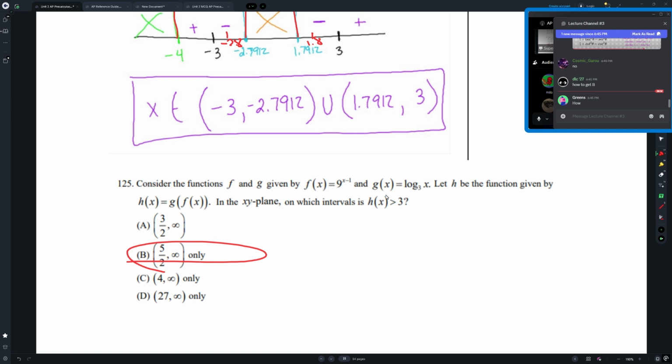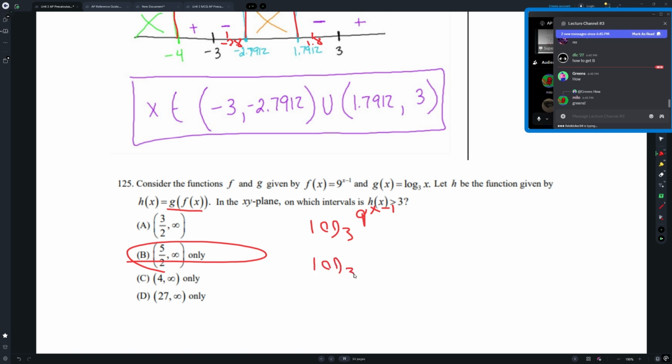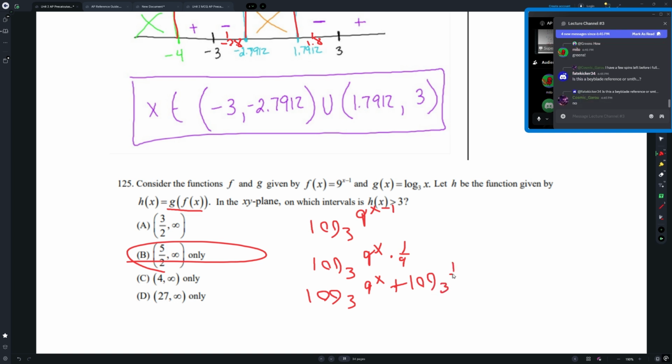So first it says h of x is the composition of f of g of x. So that means we're plugging this into here. So log base 3 of 9x minus 1. And then we're going to simplify that because that's always easier to simplify. So 9x times 1/9. We're going to simplify that into two separate ones. Log base 3 of 9x plus log base 3 of 1/9.